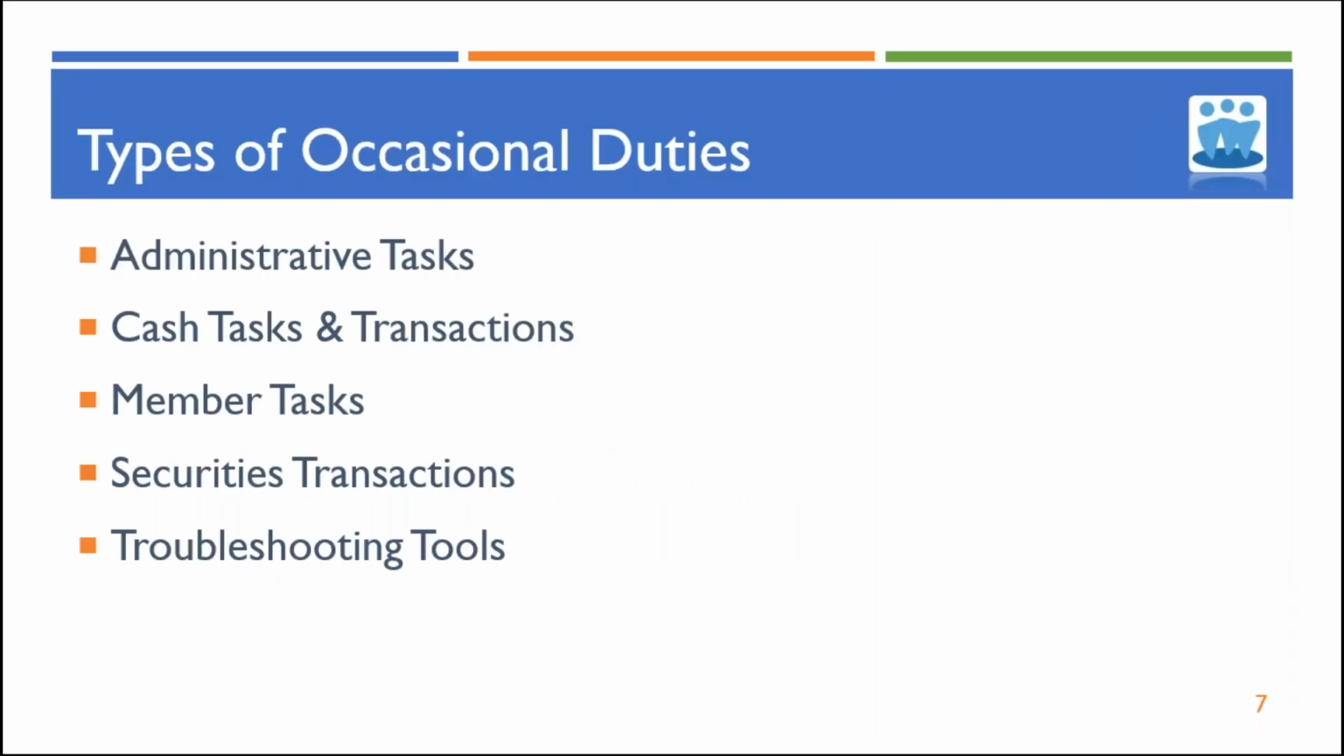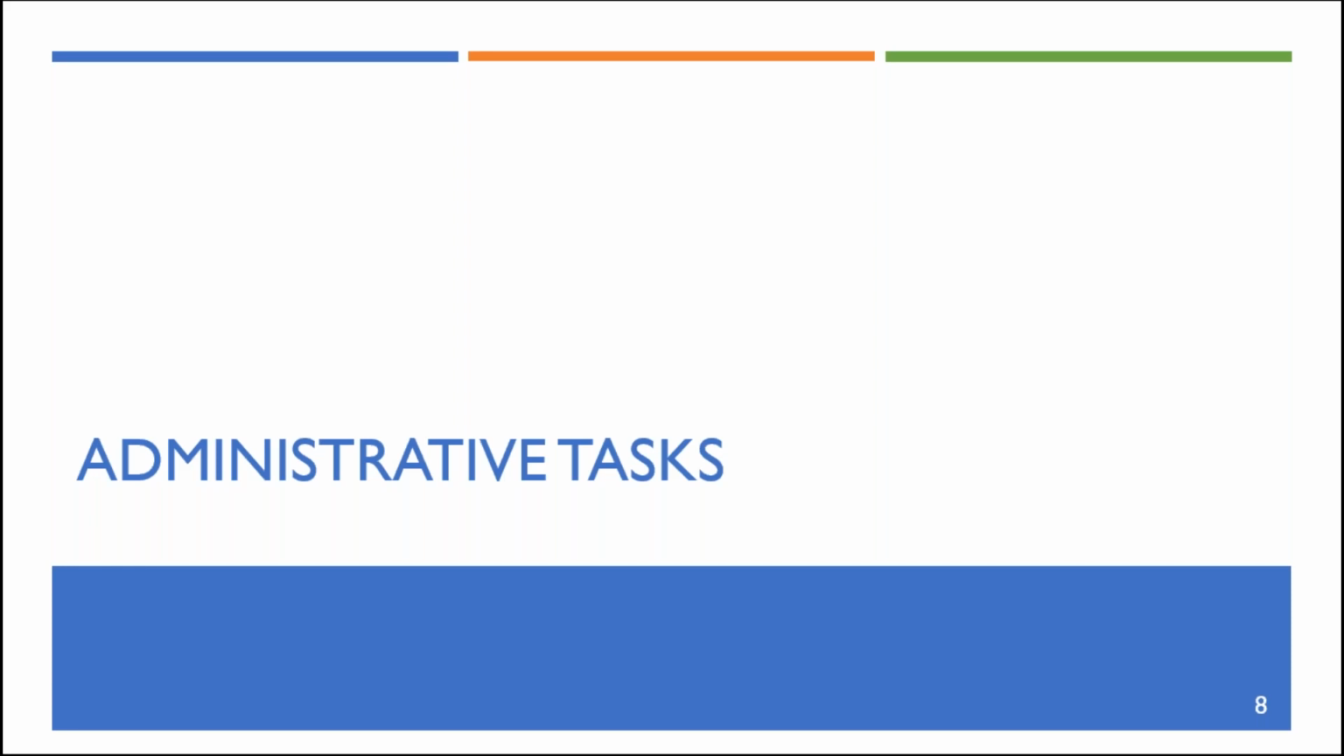So we're going to talk about 5 different categories of occasional duties. We're going to talk about administrative tasks. We're going to talk about tasks and transactions related to your cash accounts. We're going to talk about member-related tasks, security transactions, and then finally some tips on troubleshooting that you might use on an occasional basis. And as I mentioned, these are all the types of tasks that you undertake so infrequently in many cases that you forget how to do them from time to time. So it's meant to be a little bit of a refresher for you. Others you might not be aware of. We'll start with the administrative tasks.